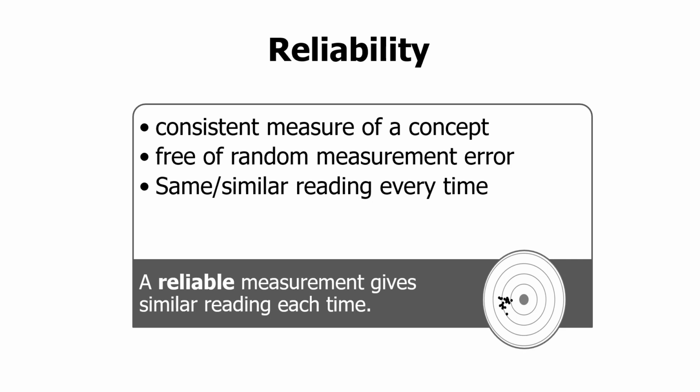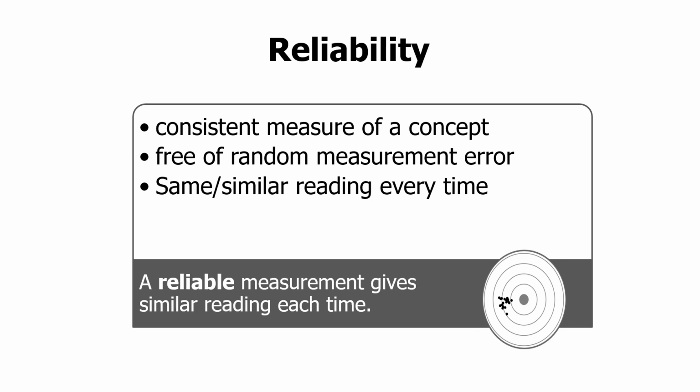So imagine an archer shooting at a target, and the archer hits very, very close to the same spot on the target every time. Now, it might not be the bullseye, but it would be a consistent hit at the same place in the target. So the consistency, that's the hallmark of a reliable measurement.